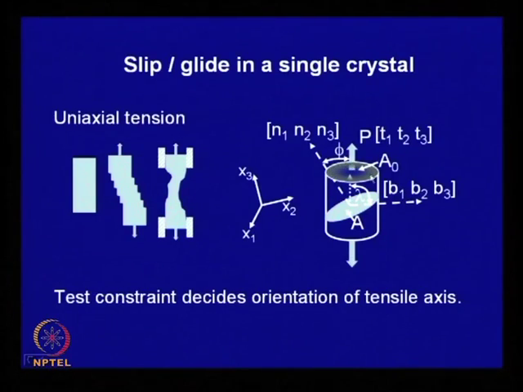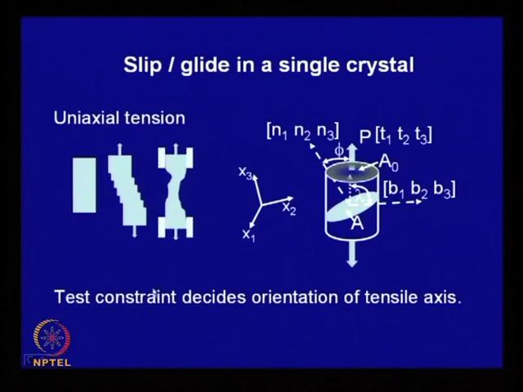The cross section of the specimen is A naught, and this plane normal subtends an angle phi with respect to the direction of the tensile pull, and this vector represents the unit slip vector. That means this is the slip direction, and this direction also subtends an angle lambda with respect to the direction of pull.